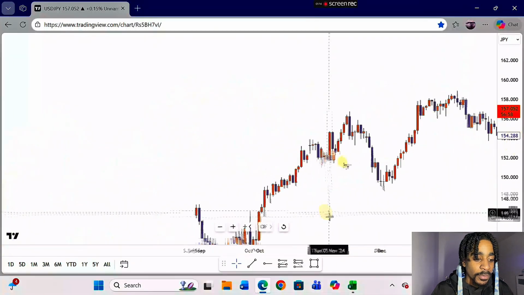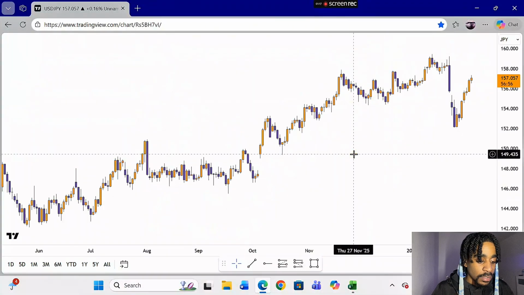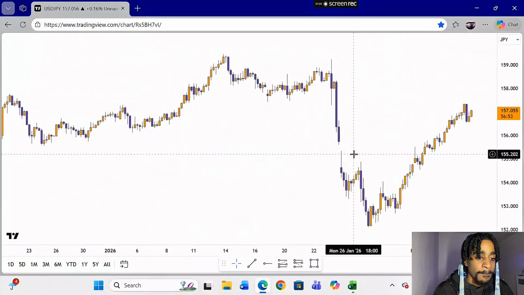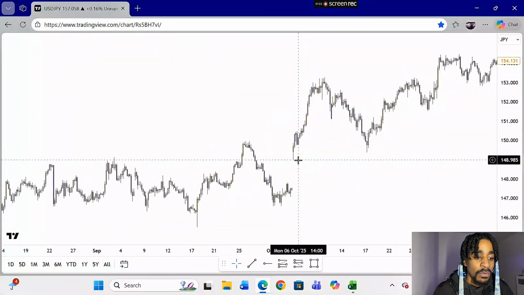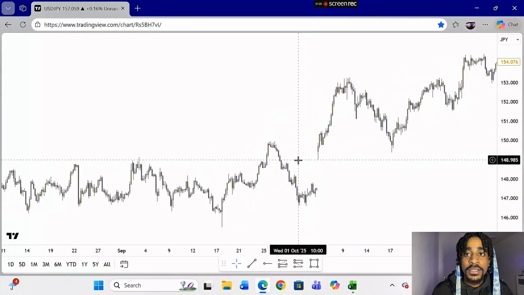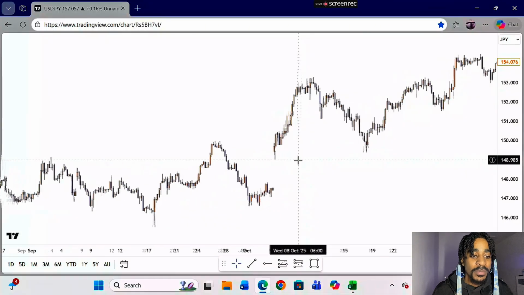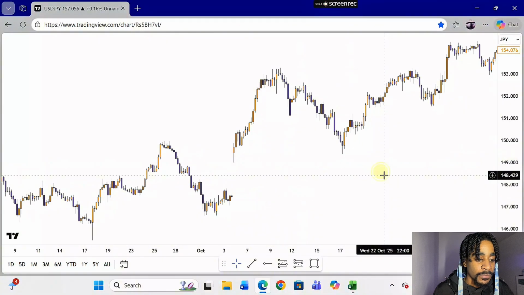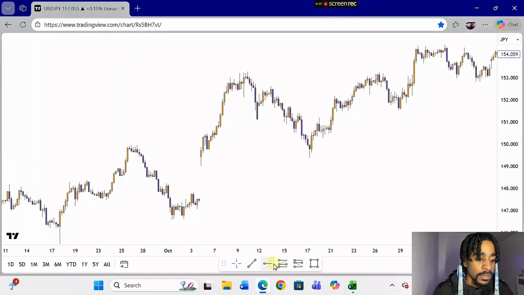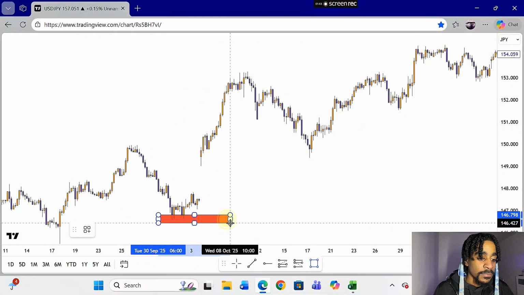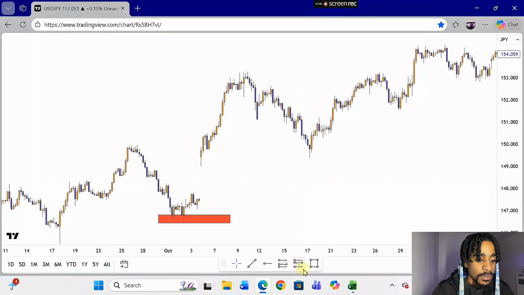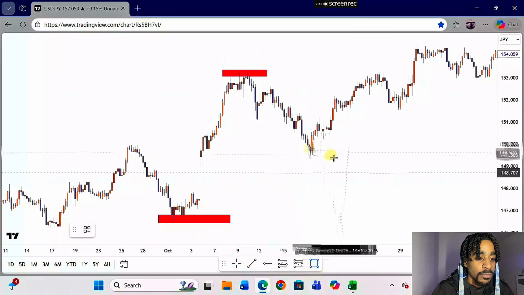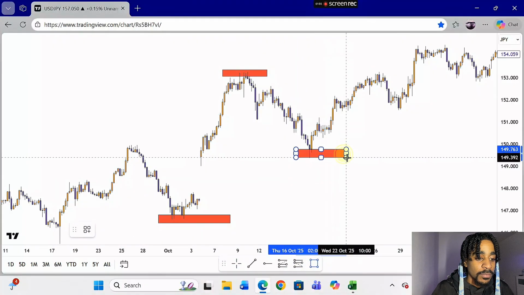Now let's just go to a random point in time. So what I'm going to do is 4 hour, and I'm going to mark points where I see price react from. So basically support and resistance, which we'll cover again in another part. So price pushes down here and we react from this area. Price pushes up, we react from this area. Price pushes down and we react from this area.